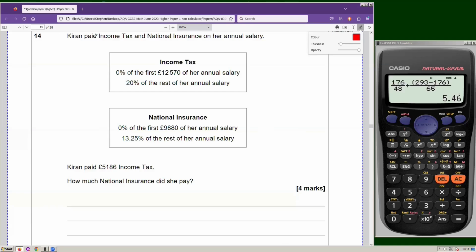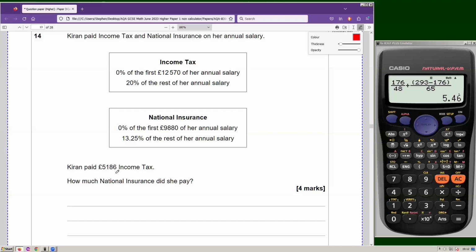Question 14. Kieran paid income tax and national insurance on her annual salary. Income tax is 0% of the first 12,570 of her annual salary, 20% of the rest of her annual salary. National insurance is 0% of the first 9,880 of her annual salary, 13.25% of the rest of her annual salary. Kieran paid £5,186 in income tax. How much national insurance did she pay?